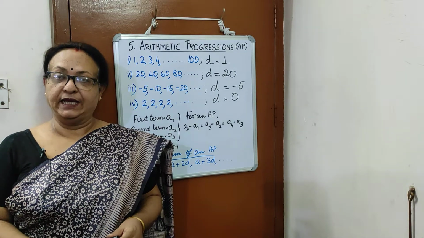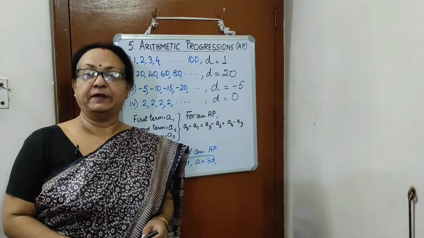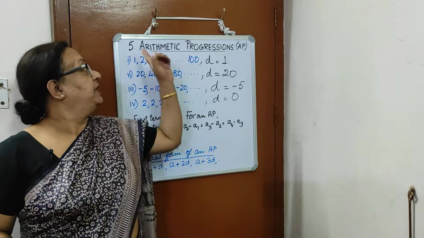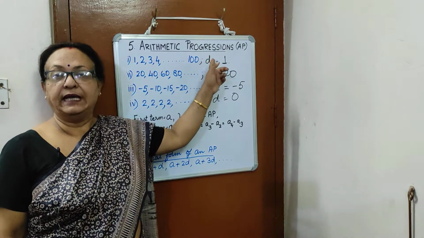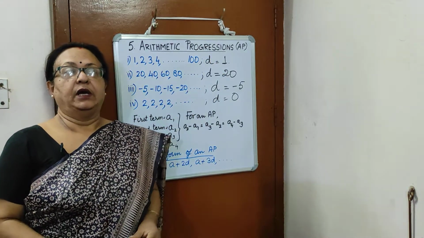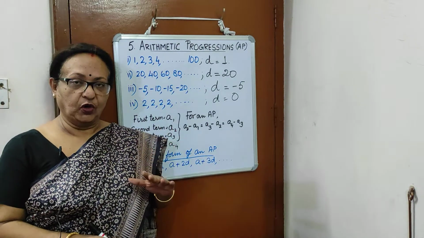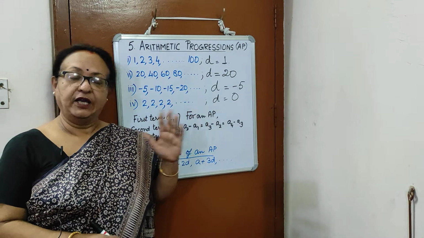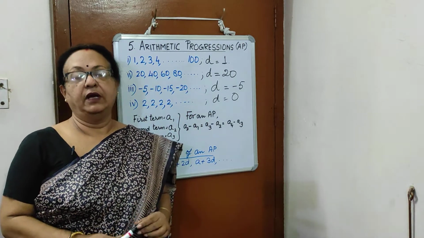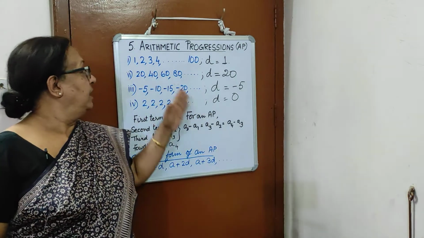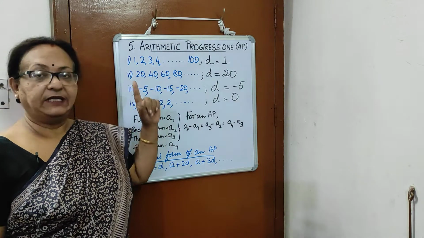So today let's start a new chapter, chapter 5, arithmetic progressions of your NCERT book. Now it's a very interesting chapter, children. Just try to follow the basic concepts. It's really interesting. Now just see, I have taken 4 examples. We take one by one.